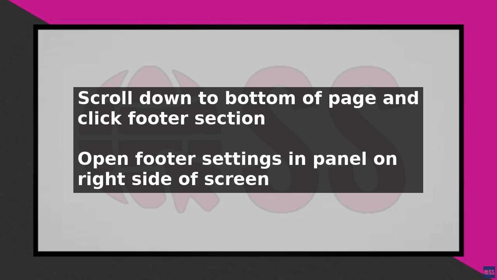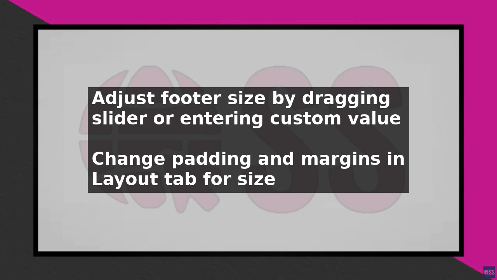Another way to change the footer size is to use the repeater feature. The repeater feature allows you to duplicate and arrange footer elements, such as text and images, to create a custom footer layout. To use the repeater feature, click on the Add button in the Footer Settings panel and select Repeater.